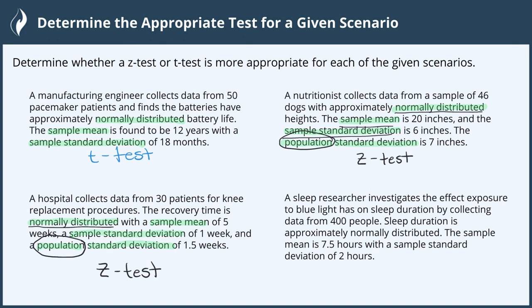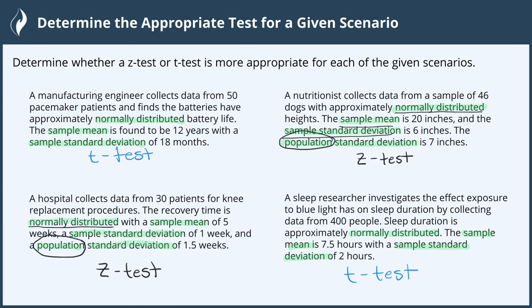Our final example states, a sleep researcher investigates the effect exposure to blue light has on sleep duration by collecting data from 400 people. Sleep duration is approximately normally distributed. The sample mean is 7.5 hours with a sample standard deviation of 2 hours. In this case, we were not given the population standard deviation. This means that we must use a t-test.